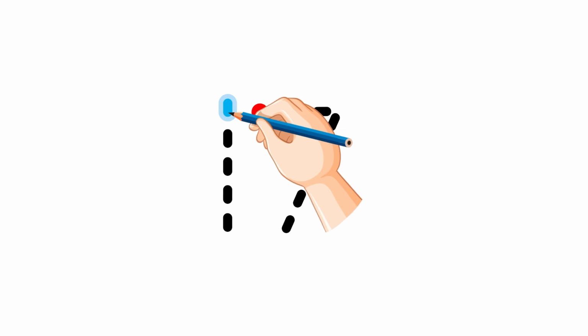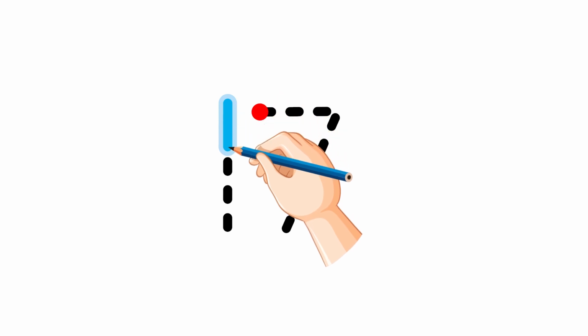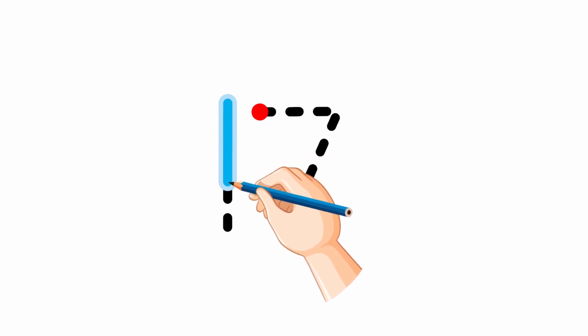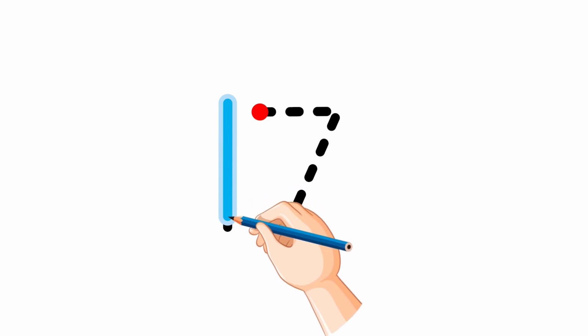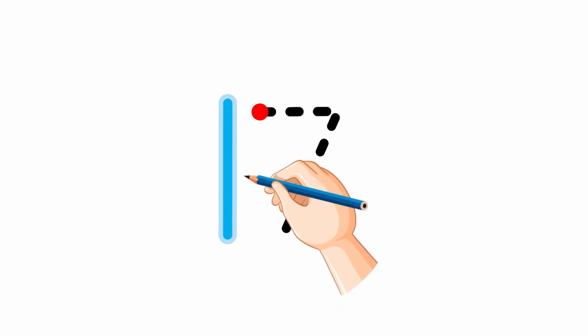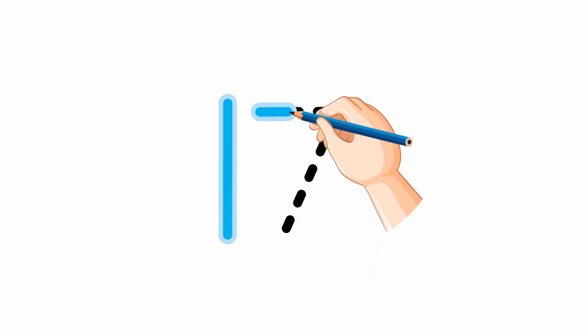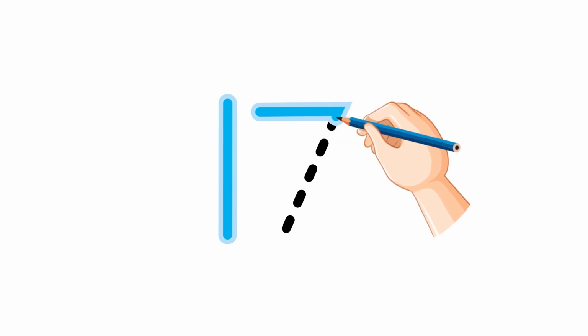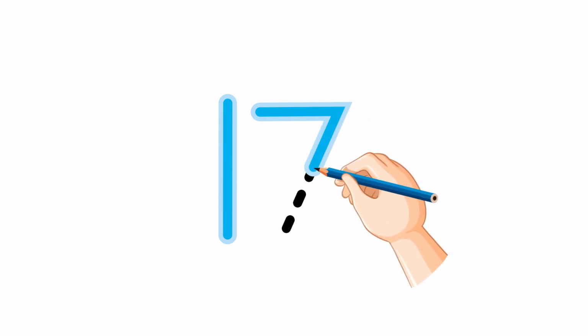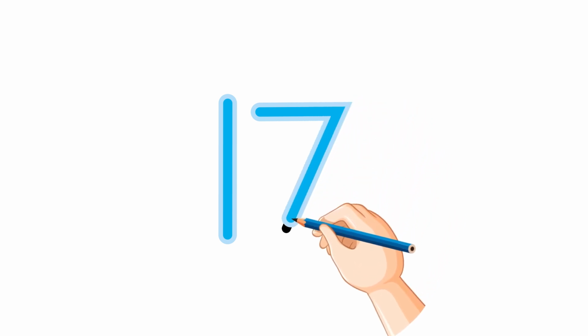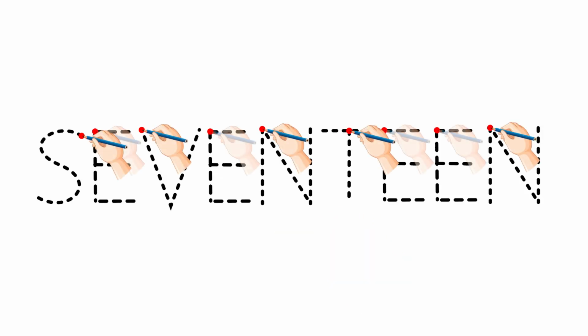Let's learn to write number 17. We can write it in numbers and in words. You can see the red dot. Place your pencil on red dot and move it on the other dots. It is very easy.